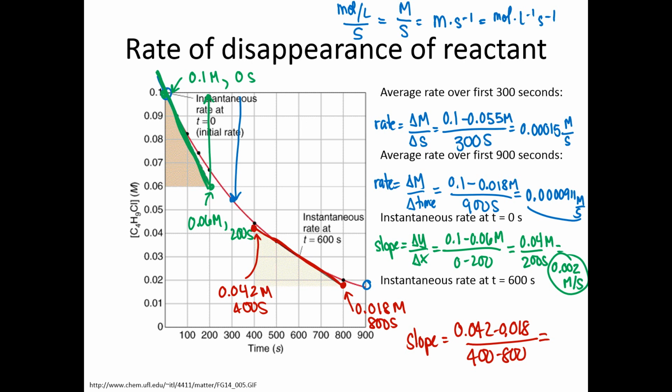Divided by 400. And I should get 0.00006 molarity per second. So notice how this rate is actually the slowest of the 4 rates we calculated, which makes sense because this happens later on in the reaction when a lot of the reactants have been used up. So there's less collisions happening. They're bumping into each other less often. Okay.